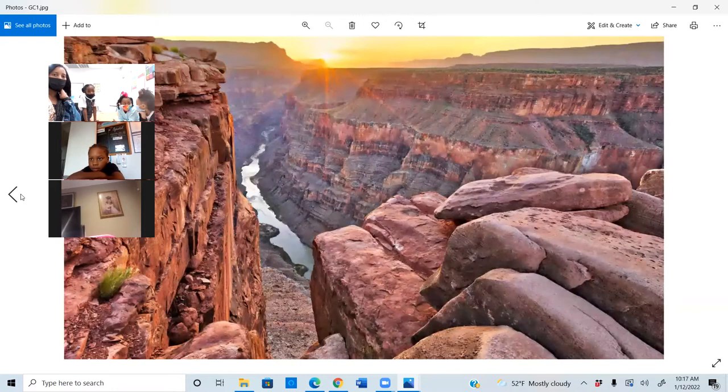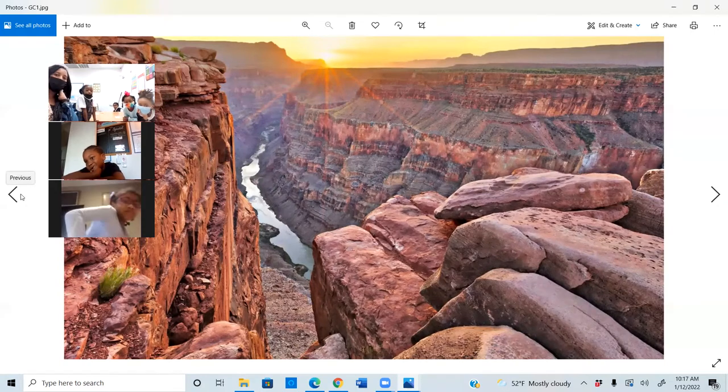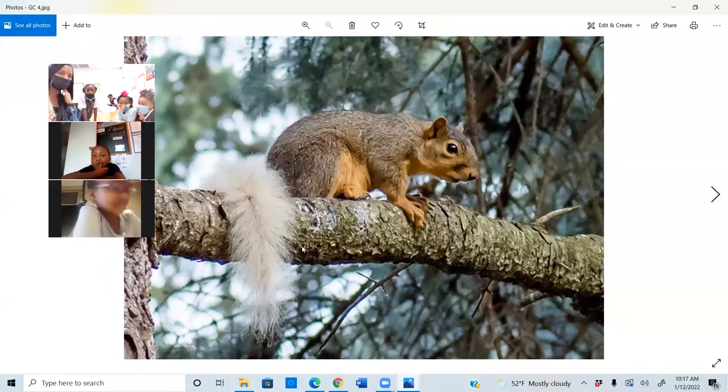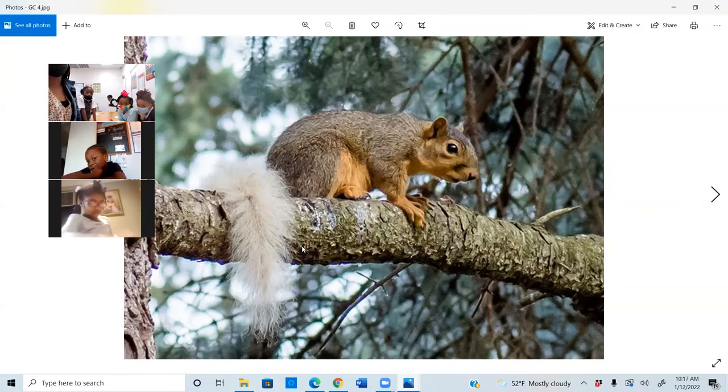Okay, so remember I told you there's two types of animals that live in the Grand Canyon that aren't anywhere else. Of course, they have regular animals like deer and elk, things like that. But they also have, remember the white-tailed squirrel? Look at his tail. It's white. Most of the squirrels we usually see have a brown tail, but this one has a white tail. This is a white-tailed squirrel.